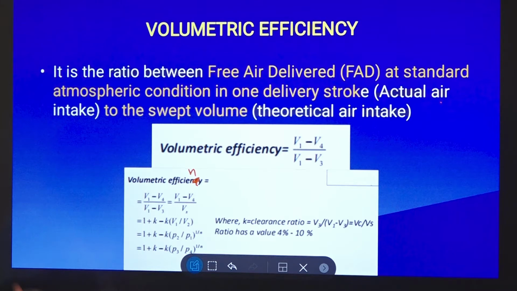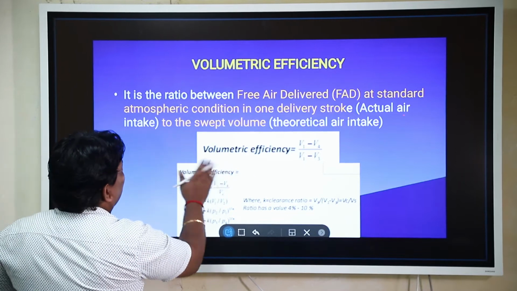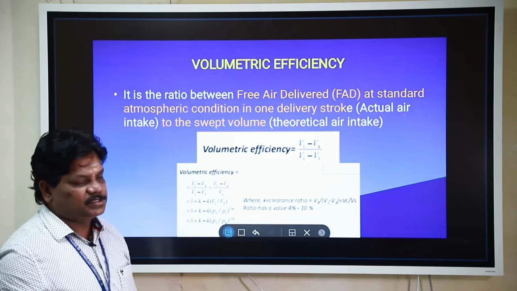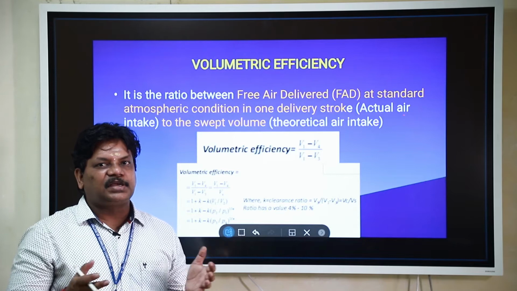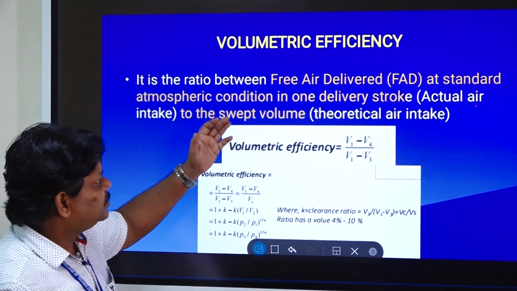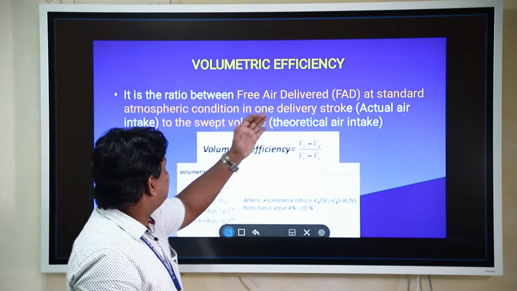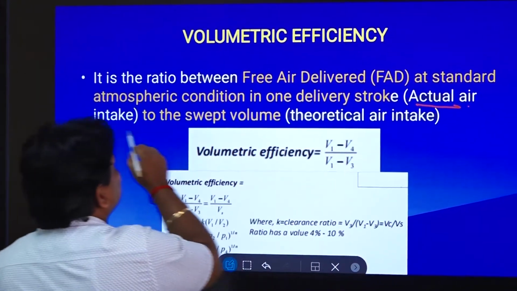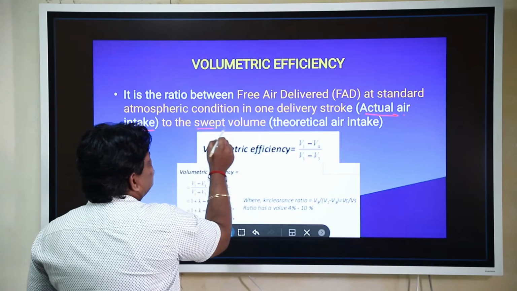You can see here one of the important factors in compressors, that is volumetric efficiency, which measures the performance of the compressor. How much volume is occupied and how much it is compressed is given by the term volumetric efficiency. Volumetric efficiency is the ratio between the free air delivered at standard atmospheric conditions in one delivery stroke, that is the actual air intake, to the swept volume.